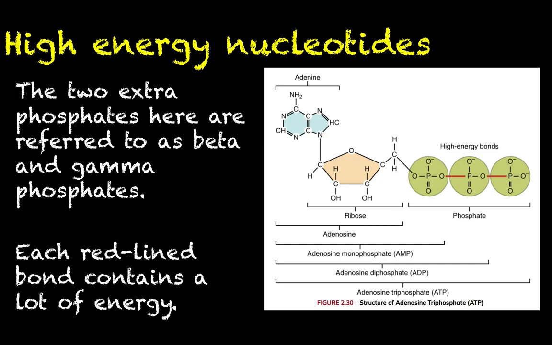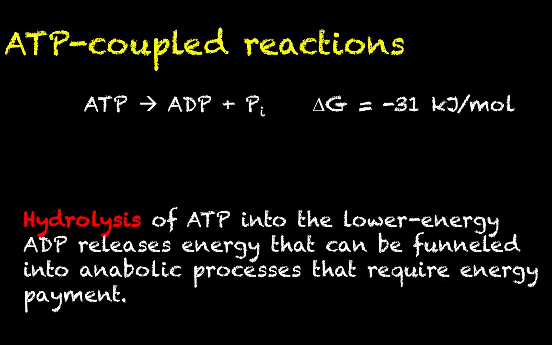Each red-line chemical bond, as I said, contains a vast amount of energy that, if broken by hydrolysis, will release energy into the system that can potentially be put to work to get other things to happen. The hydrolysis of ATP into adenosine diphosphate to release one of those attached phosphates has a delta G value of negative 31 kilojoules per mole. This is an exergonic reaction, very highly spontaneous, and this will release 31 kilojoules of energy into the system.